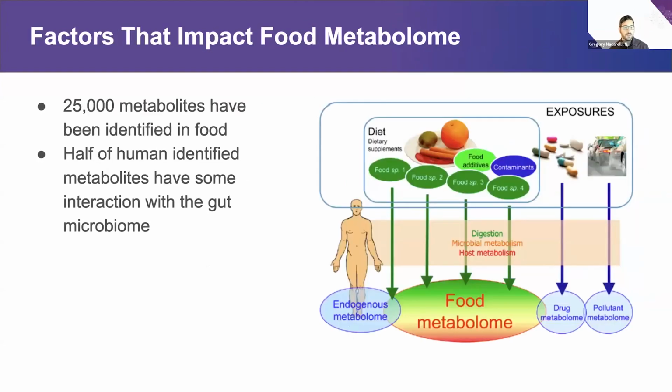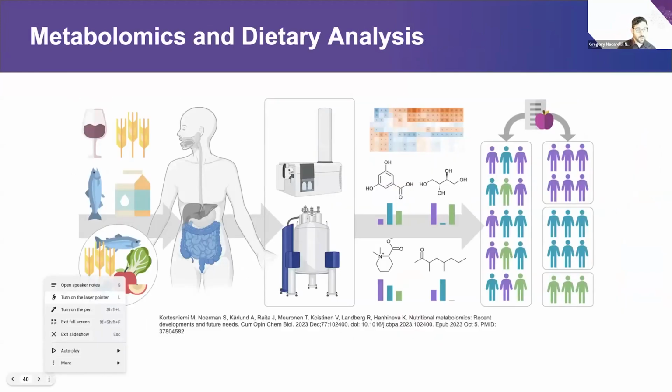There have been 25,000 metabolites identified in food. So there's a lot going on there. Half of those metabolites have some interaction with the gut microbiome, and so there's this interplay from food, from the gut microbiome, and then from ourselves. There's lots of different metabolites that are kind of in flux. And so we can measure this.